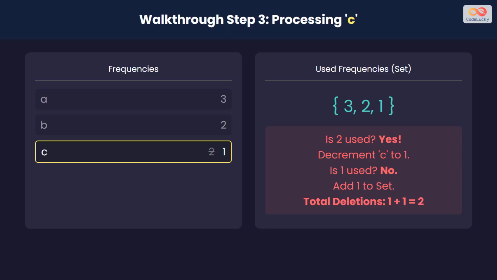Finally, we process C. Originally, it had a frequency of 2. Is 2 used? Yes, we just used it for B, so we must delete 1 C. The frequency drops to 1. Is 1 used? No, we add 1 to the set. We performed another deletion here. The total number of deletions is 2.